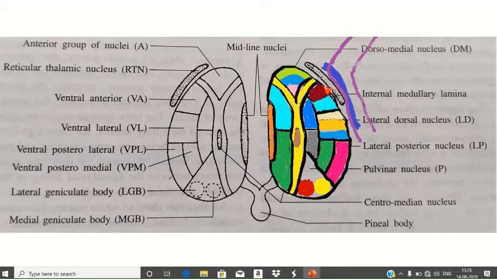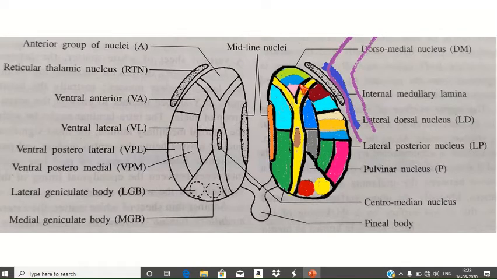So the 6 basic groups of nuclear masses with many subgroups are encountered in the thalamus. Let us see and discuss about all the groups. First one is the anterior group, which intervenes between the diverging limbs of internal medullary lamina.